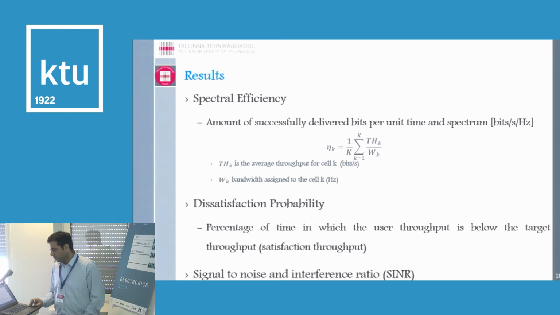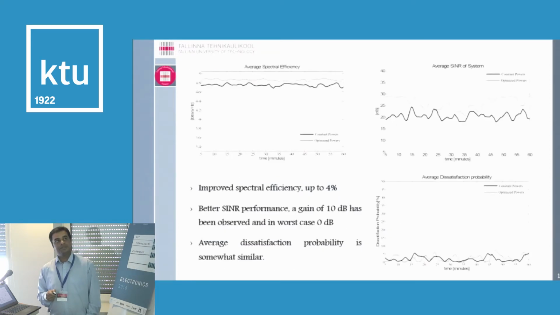So here are the figures. This is the figure with the constant powers, and this is the optimized power result in the gray color. Here it's not so big, but there is a small difference, which is a big difference in a communication system. So here I'm achieving a 4% gain in the spectral efficiency.